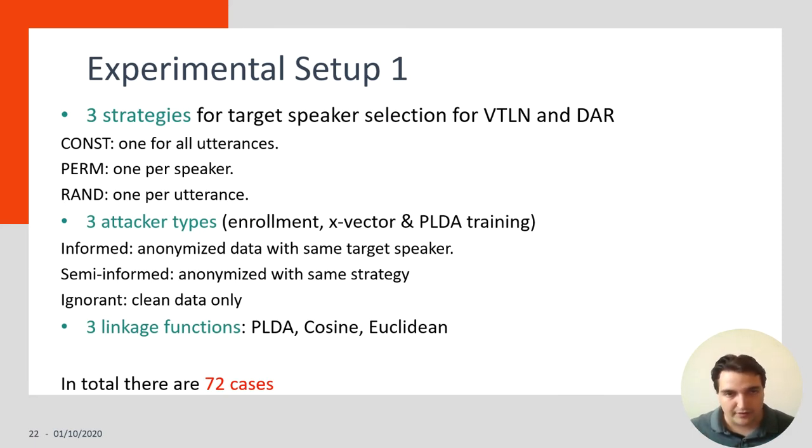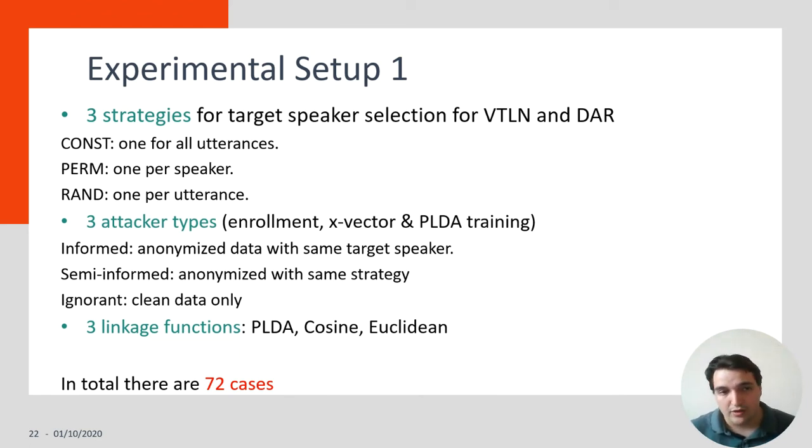To be able to have different cases to study the differences between the metrics, we're going to have different choices of how to conduct the anonymization. First of all, there are different strategies for target speaker selection in the voice conversion techniques. You can either give the same target for all the utterances, have one target per speaker, or have a random target for each individual utterance.